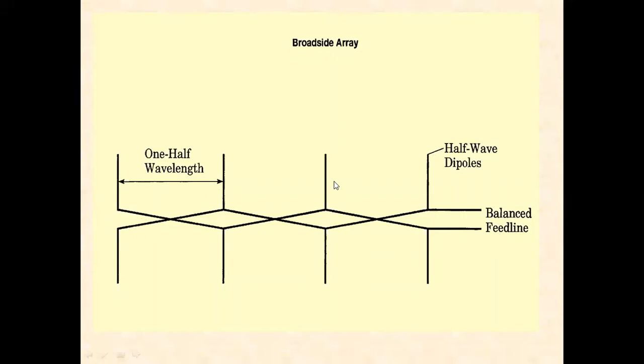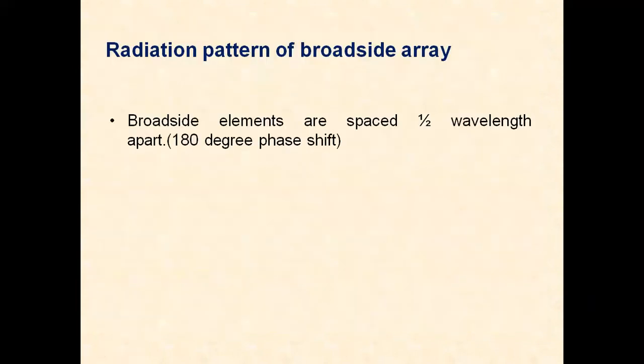The elements are spaced equally, so it is called a linear array. Broadside array is a linear array, and we are making use of antennas spaced equally. The antenna elements are nothing but the half wave dipoles, and we apply the signal through the balanced feed line to all the elements of the broadside array. By doing so, we are getting the radiation pattern perpendicular to the array axis.